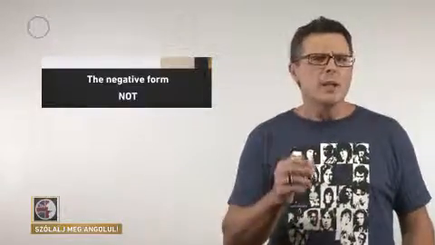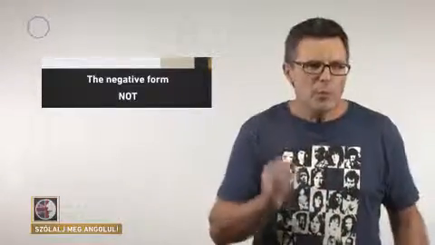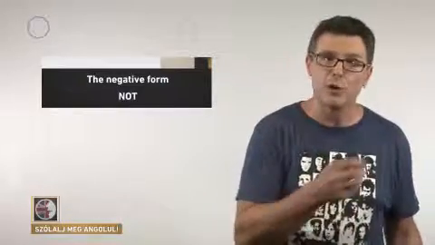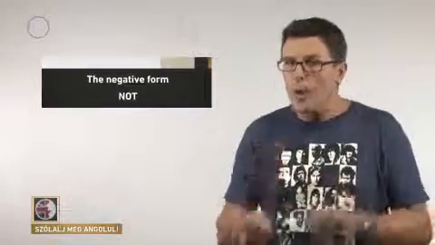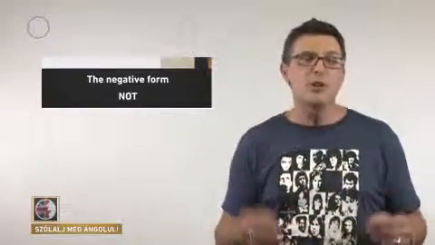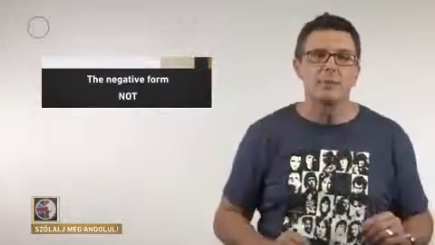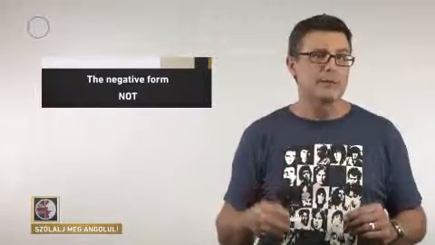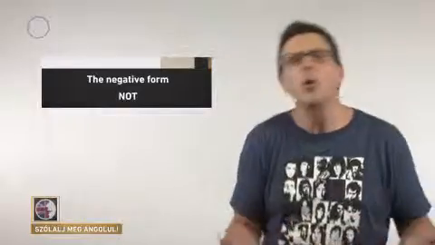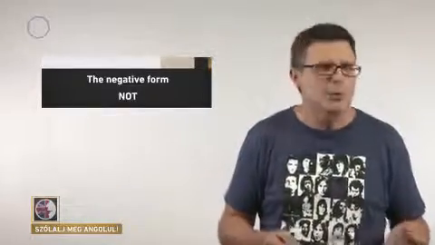Okay, so where do we put not? Well, you probably recall that we do the same thing that we do with have got. When we want to make a negative sentence using have got, we put not in the middle. Have got becomes have not got, or haven't got, because we all prefer the short version, don't we?